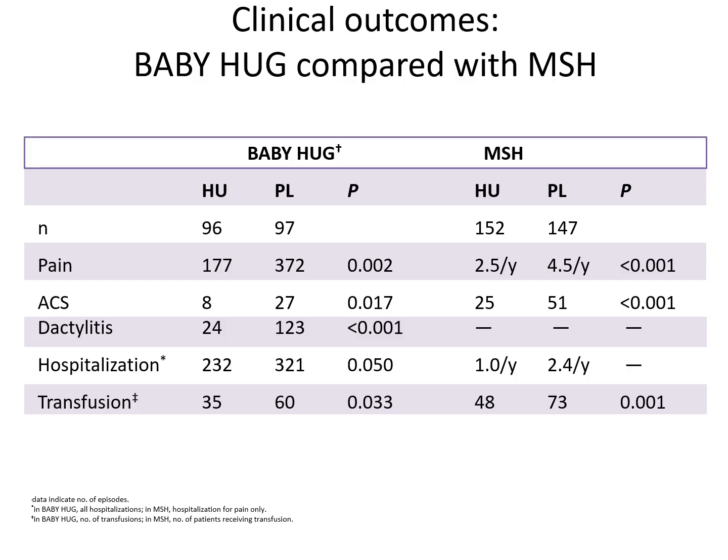And if you look at pain, acute chest syndrome, and hospitalizations, they were all impacted in patients with sickle cell disease, whether they were young children or adults. And the differences were highly statistically significant. Less pain, less acute chest, less transfusion.